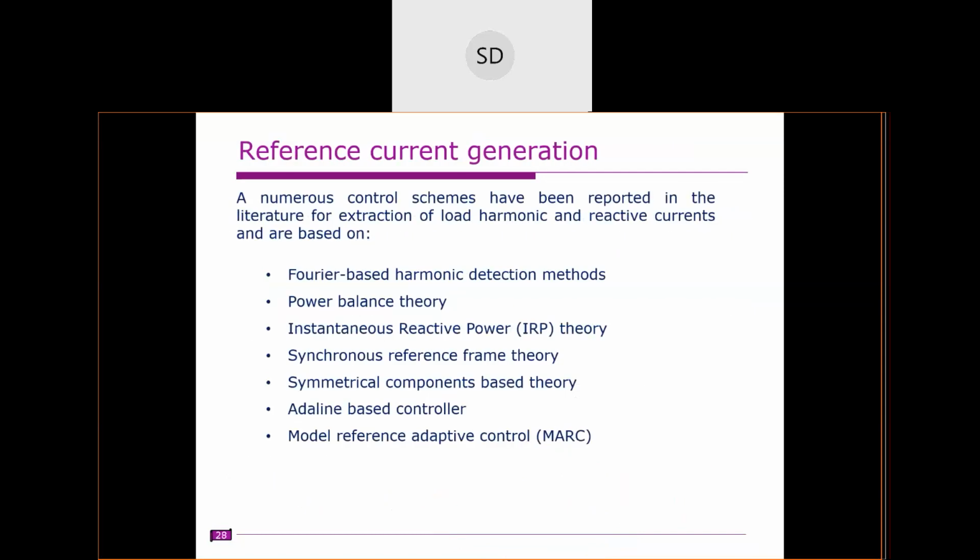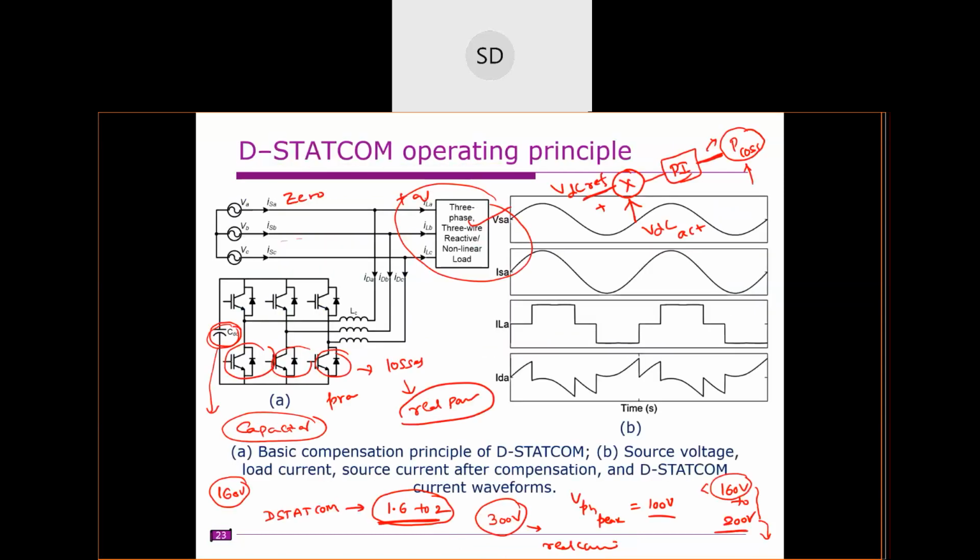The meaning is, in addition to this minus Q reactive power, the D-STATCOM also draws this P loss component of active power, so that the losses in the D-STATCOM can be compensated. Otherwise, the capacitor voltage is maintained at its reference value. It's clear? So this will be the outer controller, which gives you this P loss component.